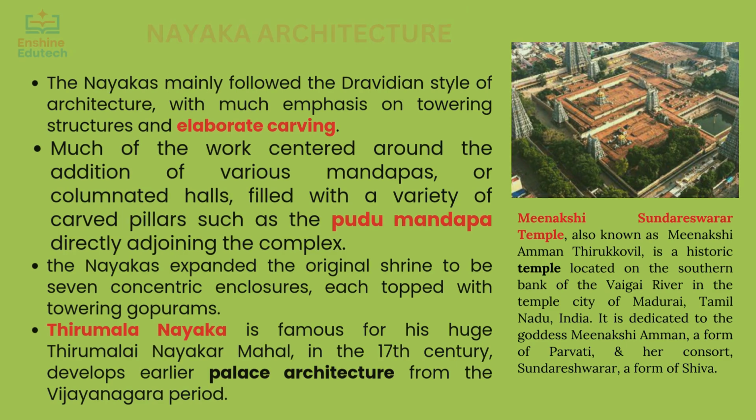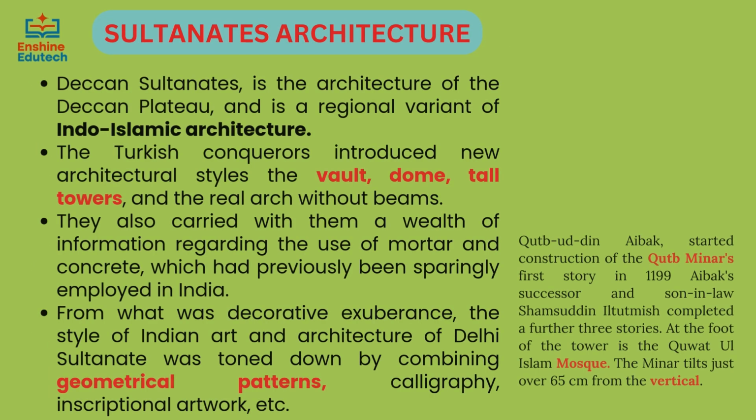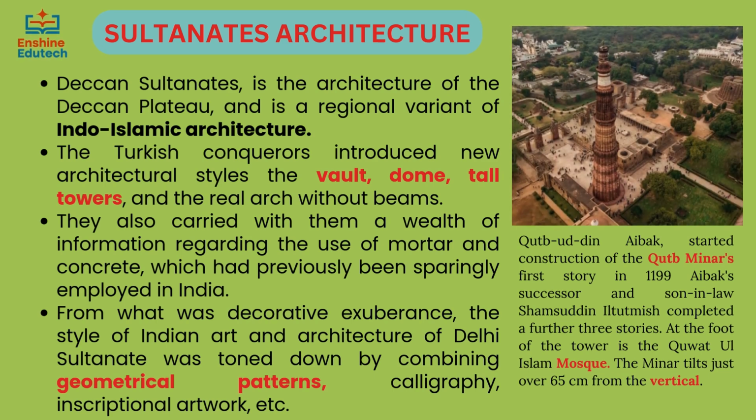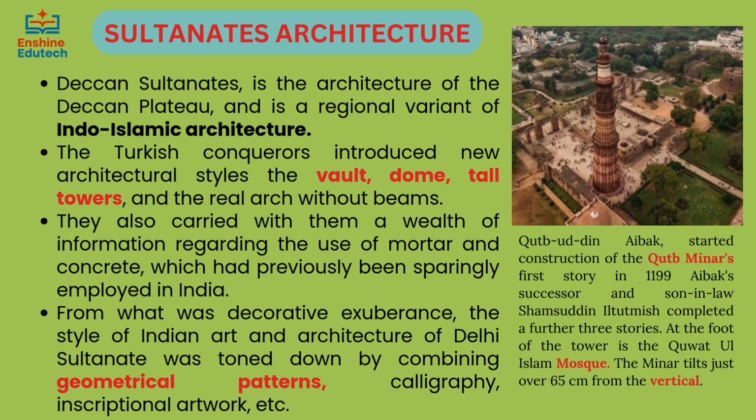Vijayanagara period. Deccan Sultanates is the architecture of the Deccan Plateau, and is a regional variant of Indo-Islamic architecture. The Turkish conquerors introduced new architectural styles: the vault, dome, tall towers, and the real arch without beams. The style of Indian art and architecture of Delhi Sultanate was toned down by combining geometrical patterns, calligraphy, inscriptional artwork, etc.